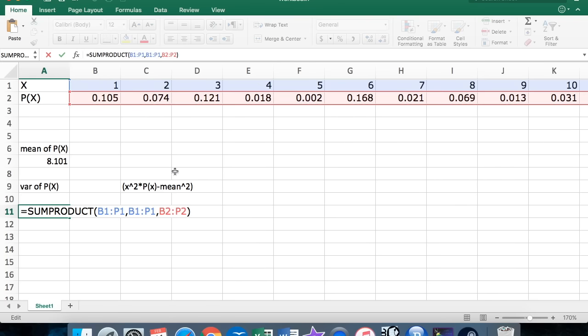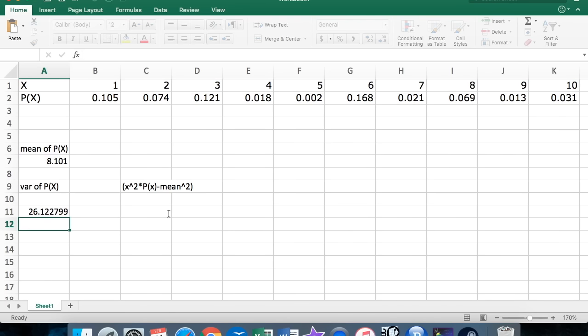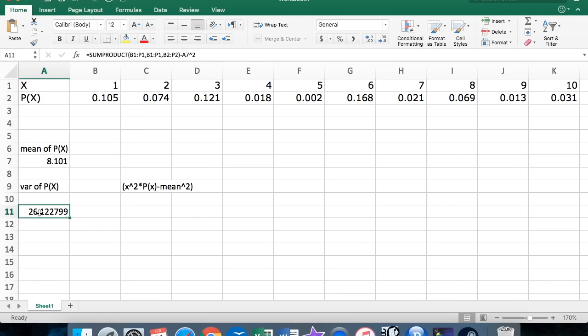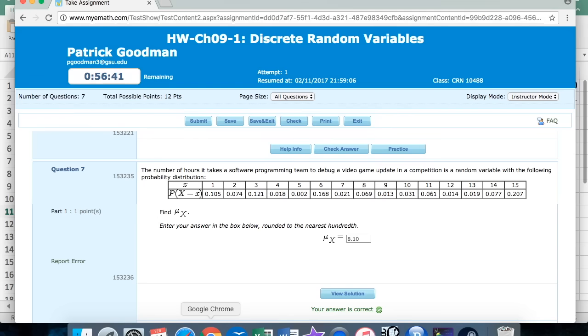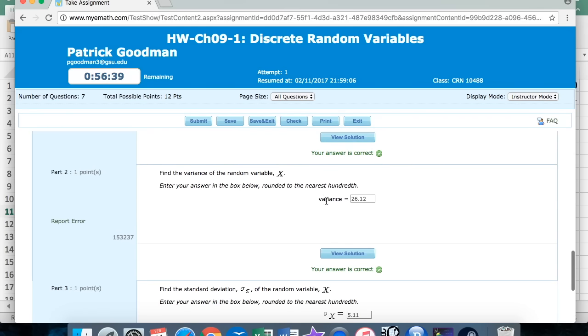Alright, so that's the first part of the formula. That gets us this part here. Now we need to subtract the mean squared. So minus, now click on your mean, we found this before, and caret for the square, and 2. So see, sum product, do your x's twice, that gives you x squared, and then the probabilities, right? So the probability of x, just do that one once, and then subtract off your mean squared. And there we go. Our variance is 26.12 something. And that's what we got here.